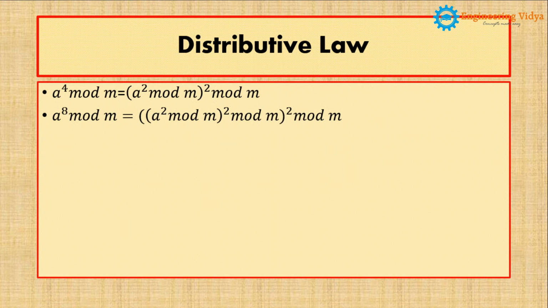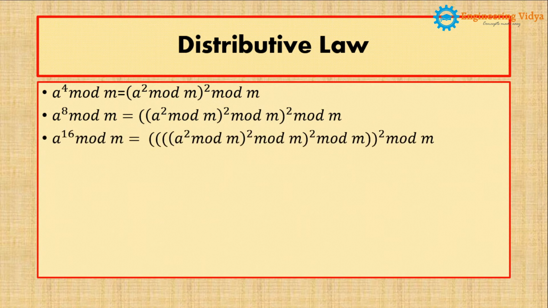If you want to calculate a power 16 mod m using the distributive law, how will it work? We repeat the same process. First take the square mod m. Then whatever result comes, again take the square and then mod m. In the third attempt, whatever result we got from the second attempt, we again take the square and take the mod of m. And in the fourth attempt, whatever result came from the third attempt, we again take the square and take the mod of m.